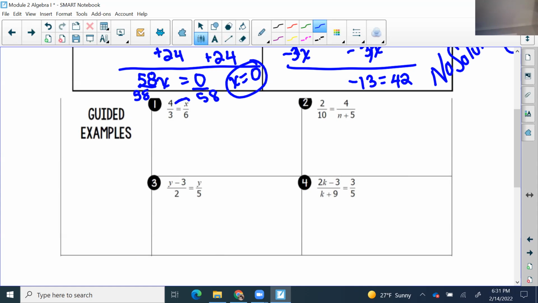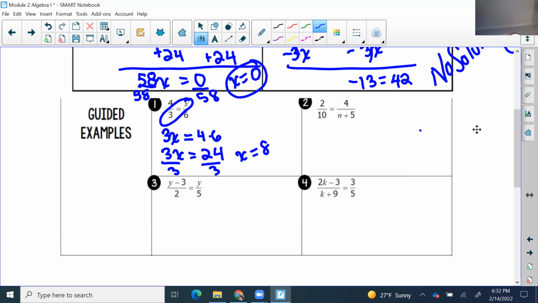We're going to do 3 times x. That gives me 3x is equal to 4 times 6. All right, so 3x is equal to 24. And if I divide by 3, I get x is equal to 8. Now you might have already recognized that 3 times 2 is equal to 6. So if I multiply the numerator times 2, I get 8.